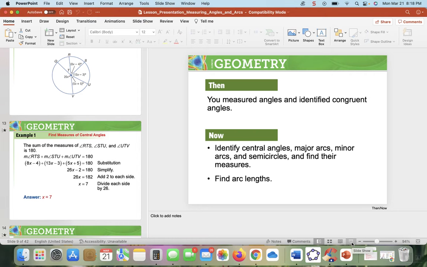Okay guys, unfortunately I don't have the right adapter, so I can't do a whole lot of writing on this, but I'm going to try to go through it and give you the key points of this lesson.